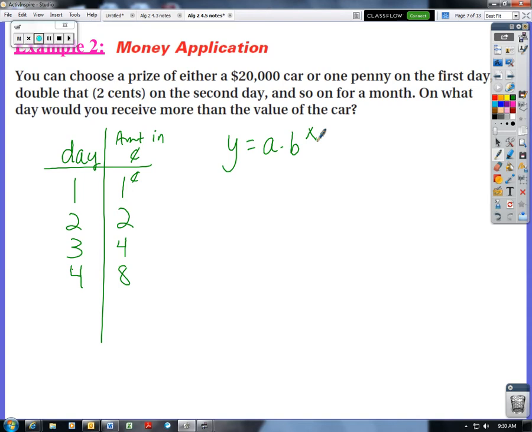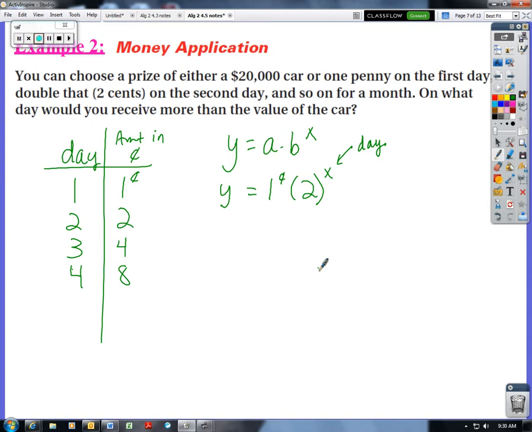A stands for the initial amount. The initial amount is 1 penny. That's 1 cent. And we are doubling, so the base is 2. Now, this is where it gets tricky. If you put x here, x is the day. And then you might think, okay, this is the equation.